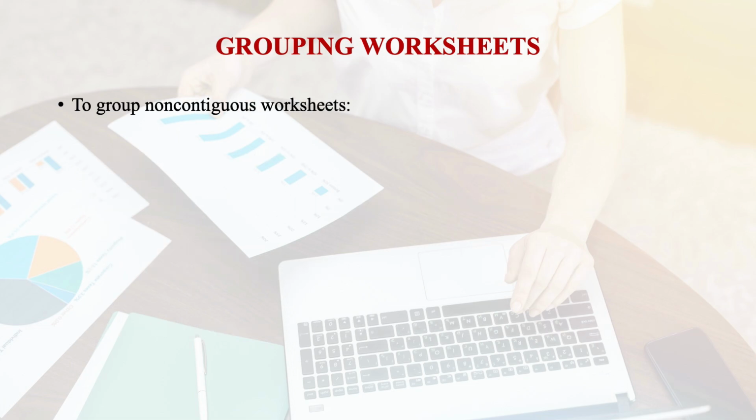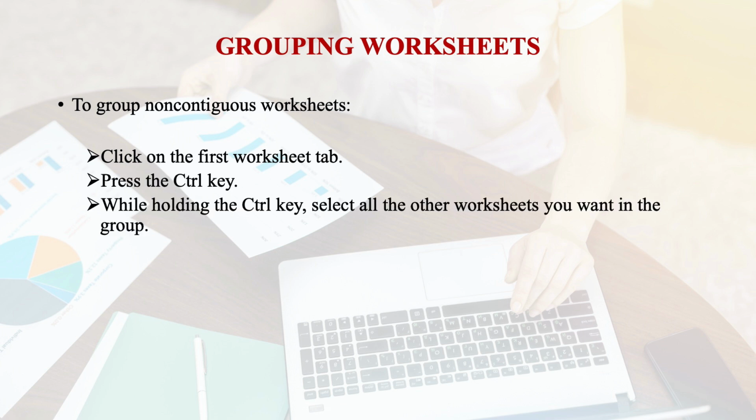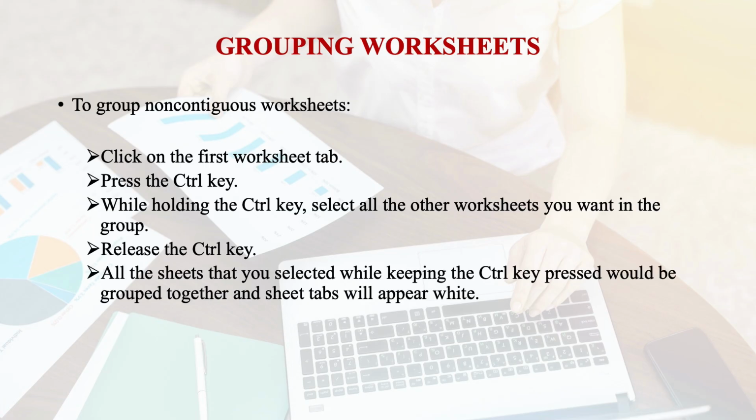Secondly, when you want to group non-contiguous worksheets, you select the first worksheet which you want to group. Then press the Ctrl key. Keeping the Ctrl key pressed, you select all other worksheets which you want to group in a non-contiguous manner, and then release the Ctrl key, and you will find that the color of all those selected worksheets changes, and this means that those sheets are grouped.